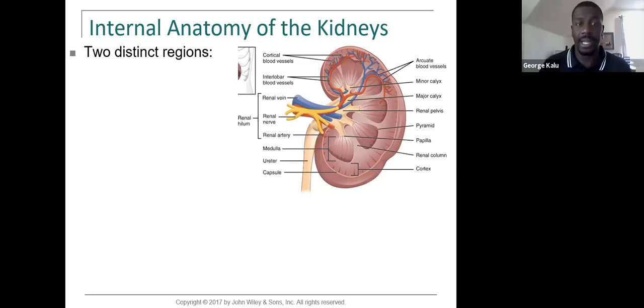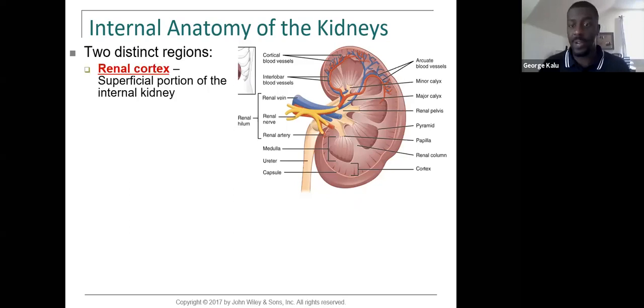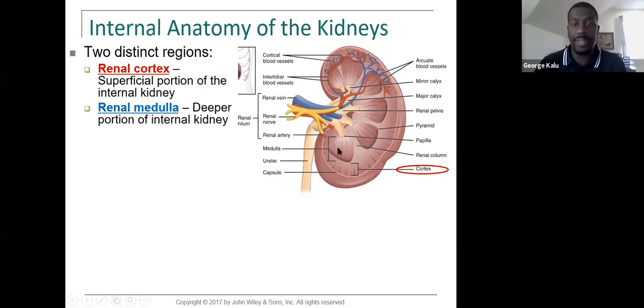Okay. So there are going to be 2 distinct regions. The first one is called the renal cortex. Remember, when we think cortex, we think the outermost, most superficial regions. So the renal cortex is going to be the most superficial region of the kidney, this outermost region of the inside of the kidney. So this is our renal cortex. Then the deeper region is where we find the renal medulla. The renal medulla is going to be this entire deep, middle region of the kidney.